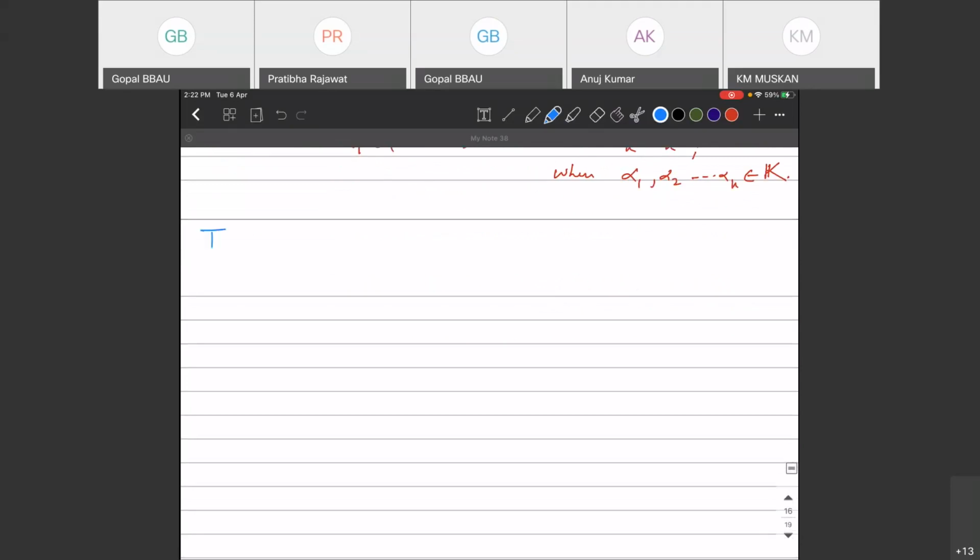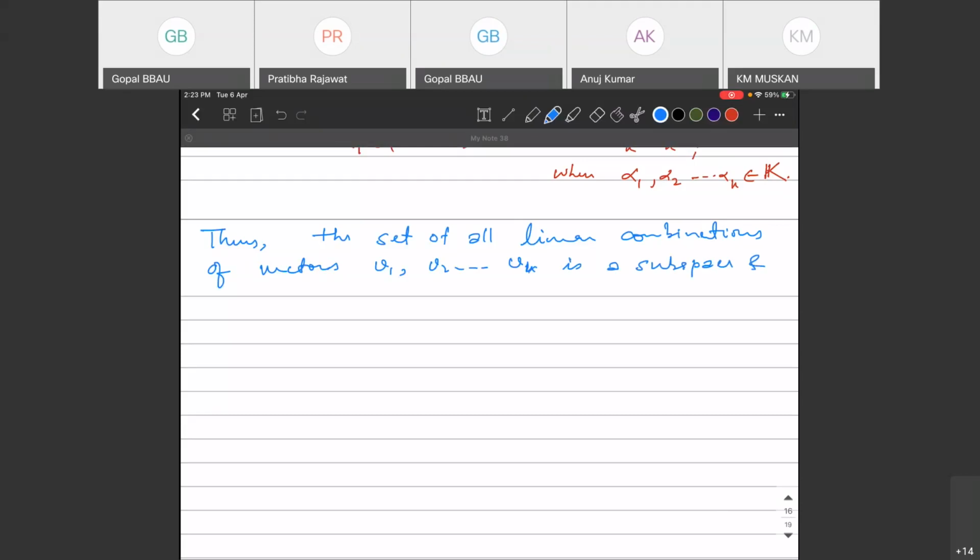So thus we have seen that the set of all linear combinations of vectors v1, v2, vk is a subspace, and in fact this subspace would be the smallest subspace containing v1, v2 and vk. Correct? Any doubt so far?